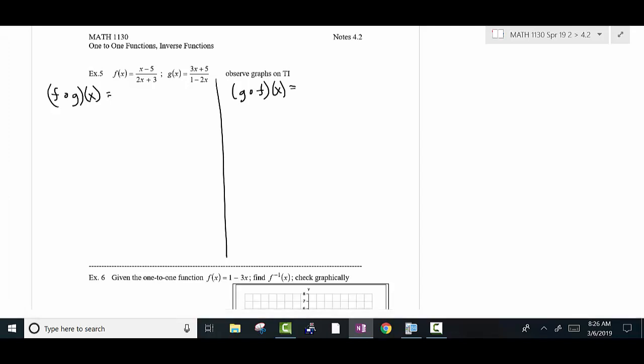Okay, so if we're going to show these are inverses, what's the result supposed to be again? When I compose, what is it? X, right? Okay, that's what we're going to try to show. Okay, so here's what you do on this.